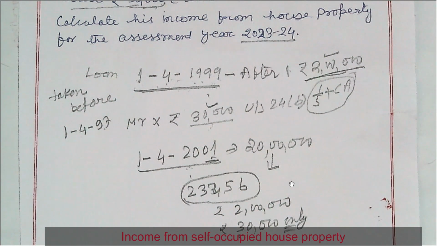Okay, now if these conditions are not fulfilled, then the owner of the house property will claim deduction of interest on borrowed capital, maximum rupees 30,000 only. Alright, so this rule is applicable only if the house property is self-occupied. This rule is not applicable if the house is let out.